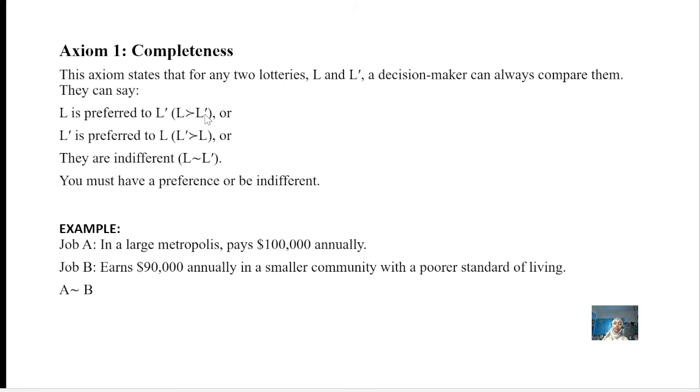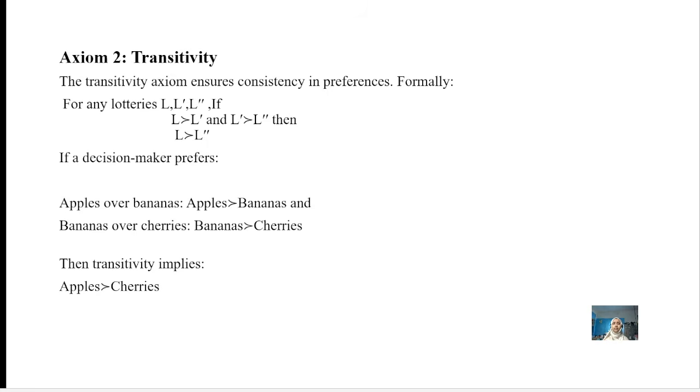The first axiom says that when we are indifferent between two lotteries, our preference will be indifferent between these two lotteries. Suppose I have two jobs, job A and job B, and I am indifferent between them, such that sometimes I would prefer A over B, and sometimes I would prefer B over A. Then we can see the transitivity axiom, which ensures consistency in preference. Like a decision maker prefers apples over bananas and bananas over cherries, and he also prefers apples over cherries.